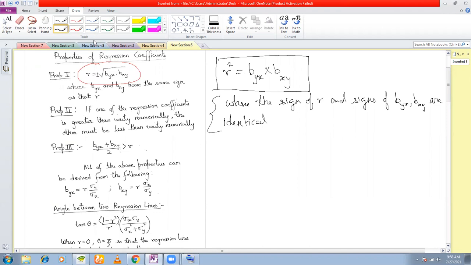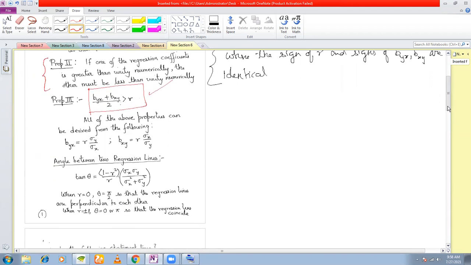The next property is normally important for your multiple choice questions. Property 2: if one regression coefficient is greater than 1, then the other has to be less than 1. And the third property is that the arithmetic mean of the regression coefficients must always be greater than the correlation coefficient. Again, important for multiple choice questions, property 3. Hardly do we use these in our sums, and these we will be using in our sums.